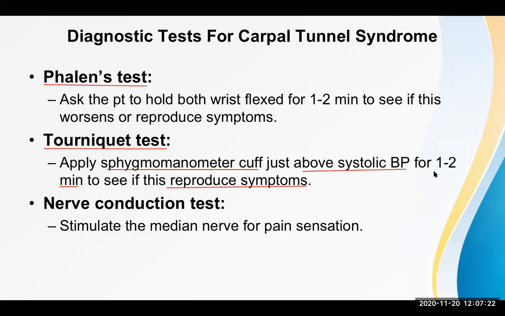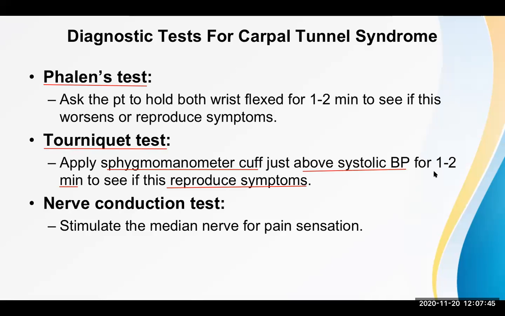Same type of procedure here. You apply the sphygmomanometer cuff. Find out the systolic blood pressure for the patient. Take the pressure a little bit above the systolic blood pressure for about 2 minutes and see whether there is tingling and numbness in the territory of the median nerve in the wrist and hand area or not.